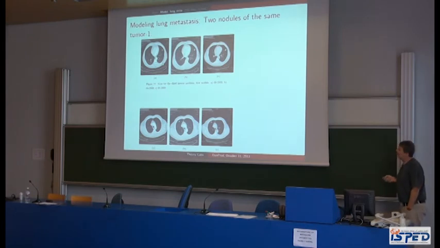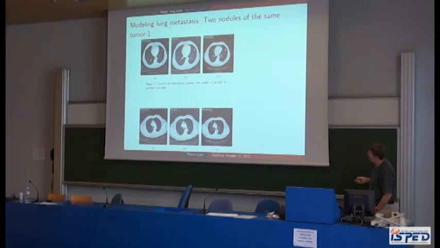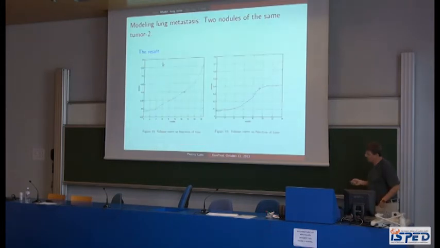Another test case is the same patient with two metastases in the two lungs. It's a kidney tumor initially. So metastasis here, here, and here in the left lung, and here in the right lung. And again, we did the same exercise using only the first two scans, at the same time, for each lung, and again we do the same simulation process. So we have to do it again for each patient. It's not done once and then you compute. And the result is here.